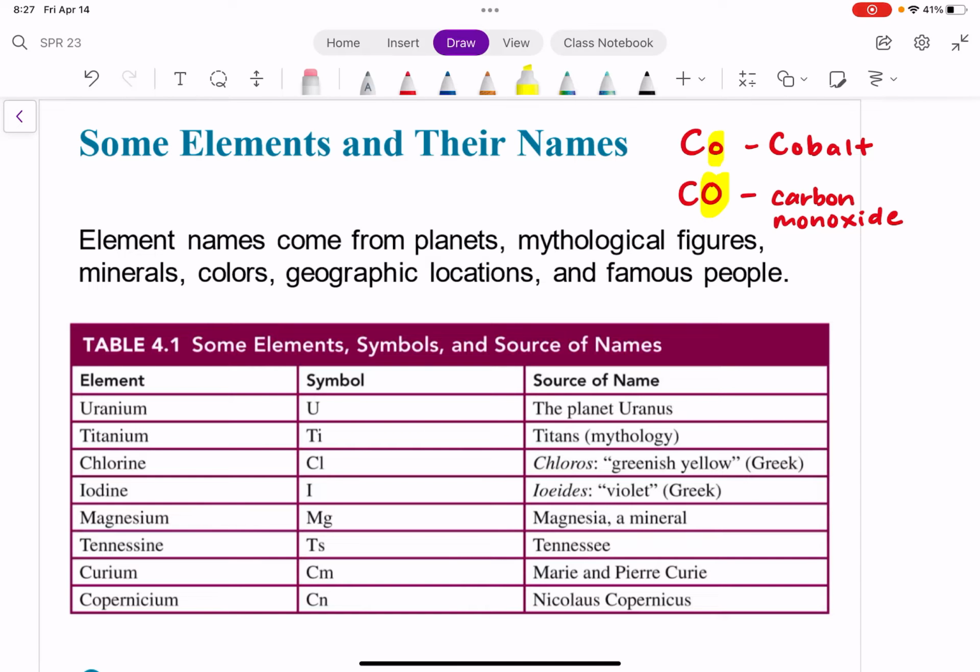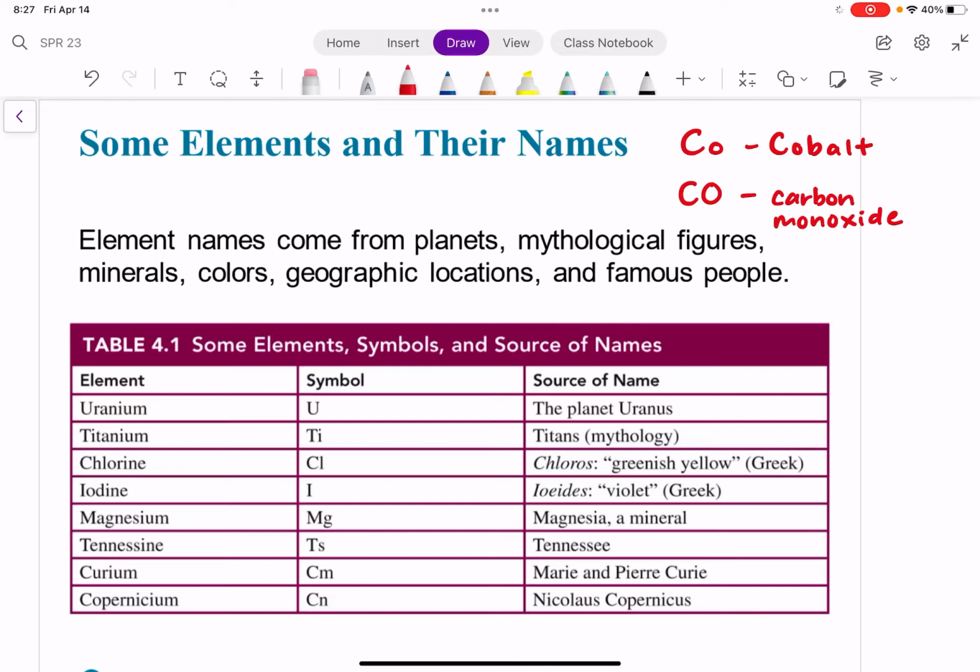You don't want to be picking up what you think is cobalt to use in an experiment and then finding that it's actually carbon monoxide. Likewise, in the future, when you're writing out chemical symbols or abbreviated names of compounds, you don't want to confuse people about what kind of reaction you're doing. Okay, and then over here, there's just the source of the name. These are just kind of interesting, so you can pause and look at that if you're interested. One of my favorite ones is curium, which is named after Marie and Pierre Curie. Marie Curie was a famous female chemist, and she did a lot of work with her husband, Pierre.